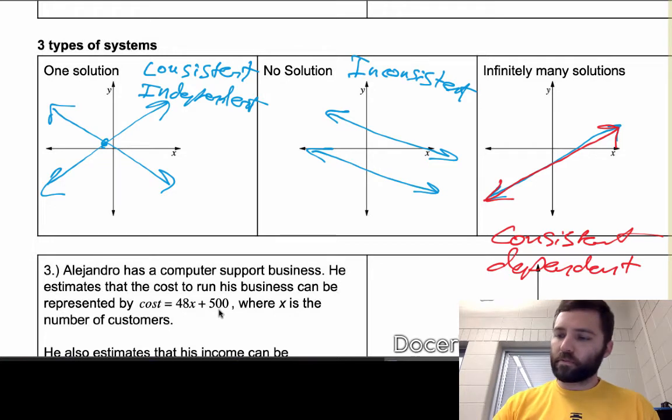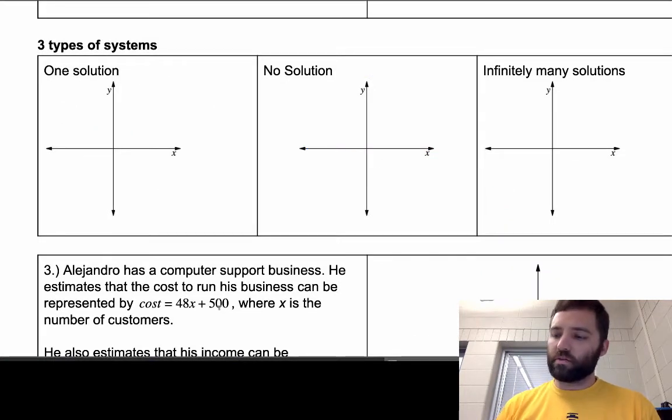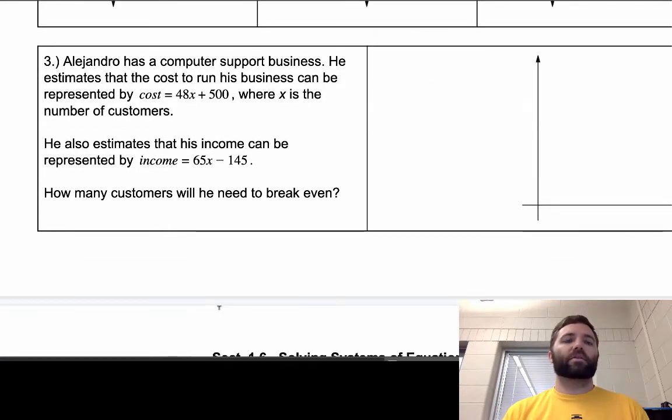So those are 3 different ways that you can have solutions to systems of equations, or sometimes not a solution. All right, last one here. Let's look at this word problem.